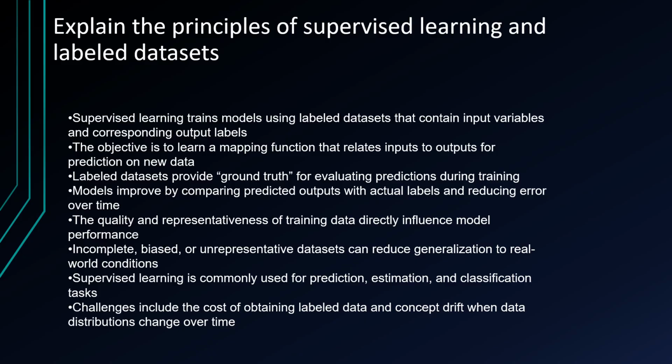Another critical factor influencing supervised learning performance is the quality and representativeness of the training data itself. Machine learning systems are heavily dependent on the data environment used during development. If the training data is incomplete, biased, noisy, or unrepresentative of real-world conditions, the resulting model may perform poorly when deployed. A model trained on narrow or skewed datasets may fail to generalize effectively to new populations, environments, or situations.